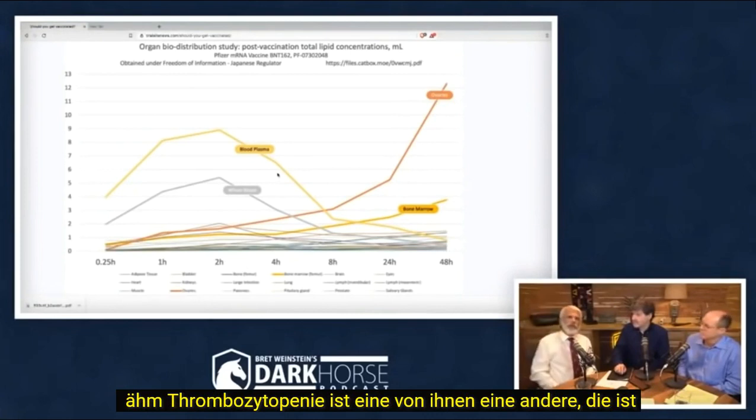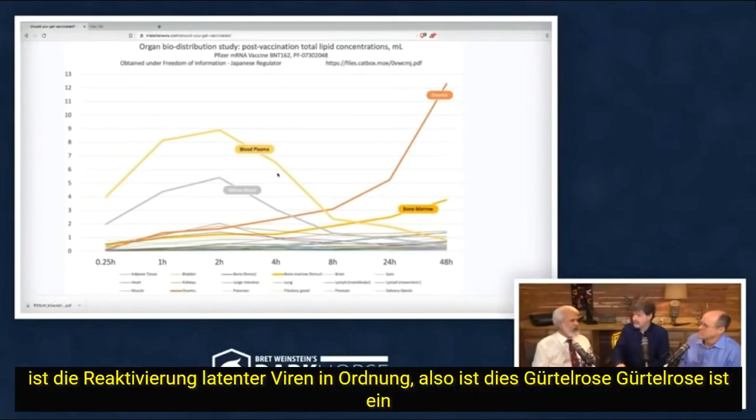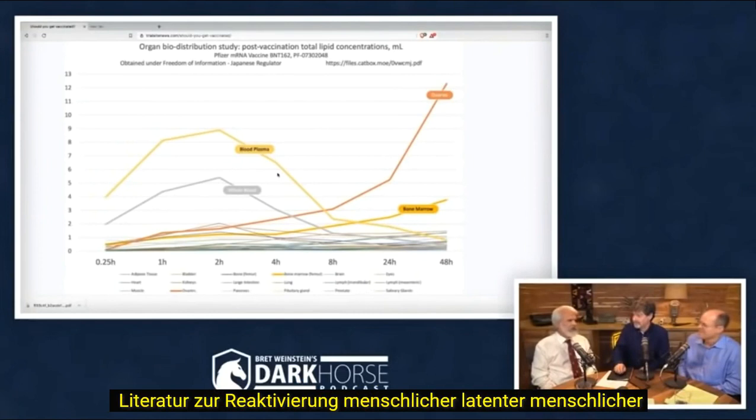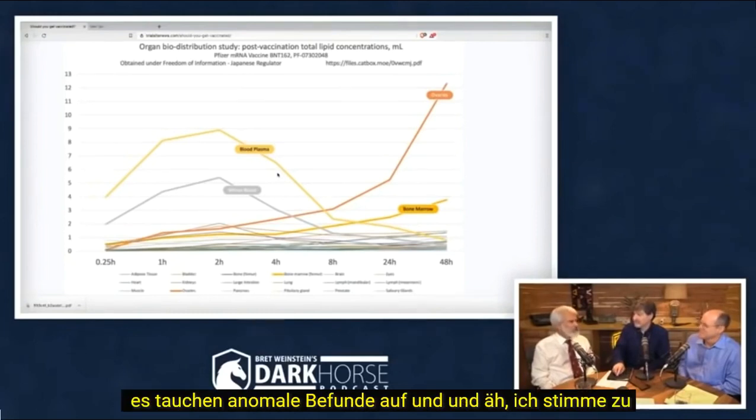Thrombocytopenia is one of them. Another one that is very hard to understand that's starting to come up in the database is reactivation of latent viruses. Okay, so this is herpes zoster, shingles. Shingles is an example of that, but there are many others, and there's something in the literature about reactivation of latent human retroviruses. So there are anomalous findings cropping up, and I concur.